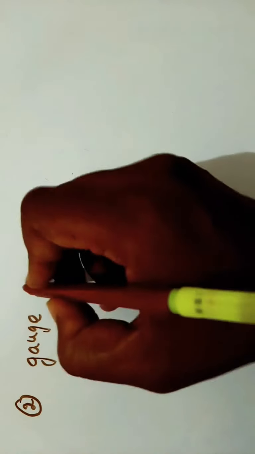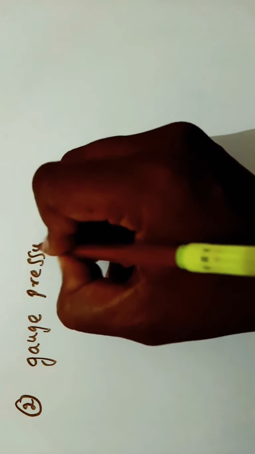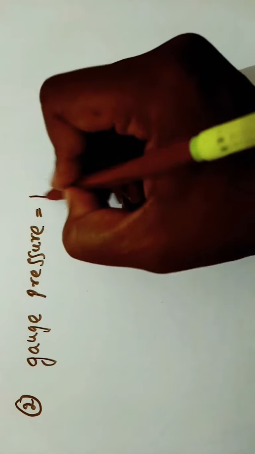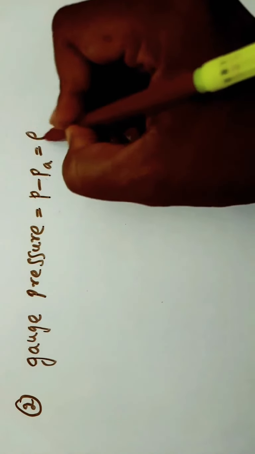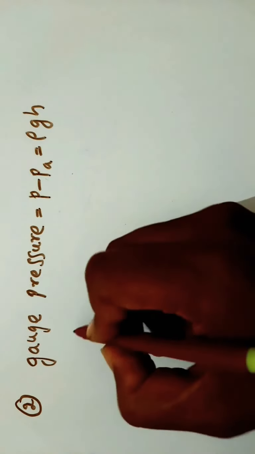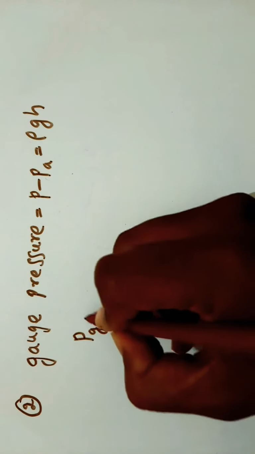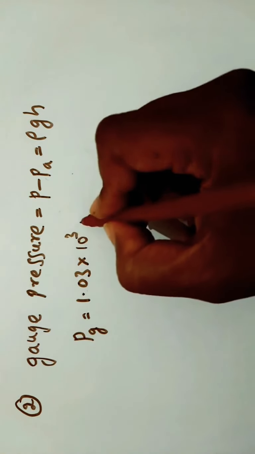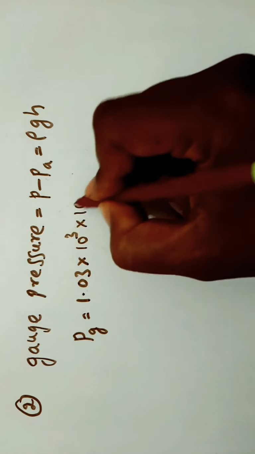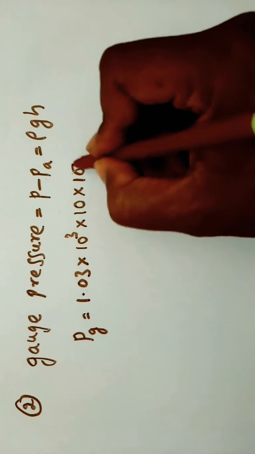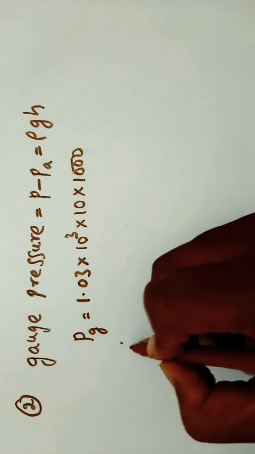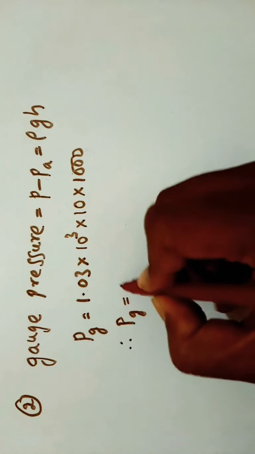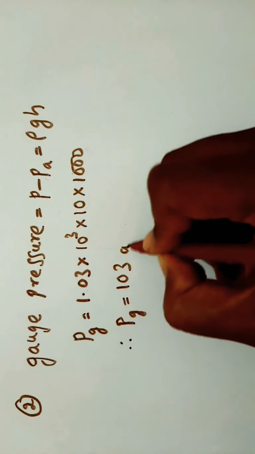See the second one. Here we have to find gauge pressure. So that is P minus PA, that is rho gH. So gauge pressure PG is equal to, here rho 1.03 into 10 to the power of 3 into g is equal to 10, here H is equal to 1000. So from this we can get gauge pressure PG is equal to 103 atmosphere.